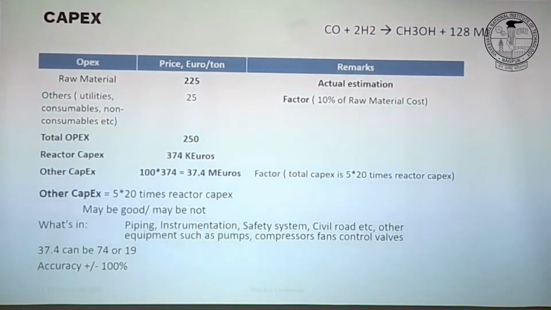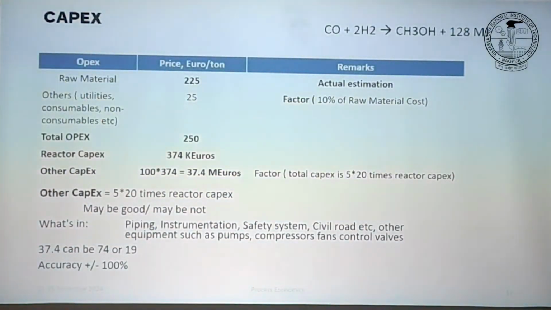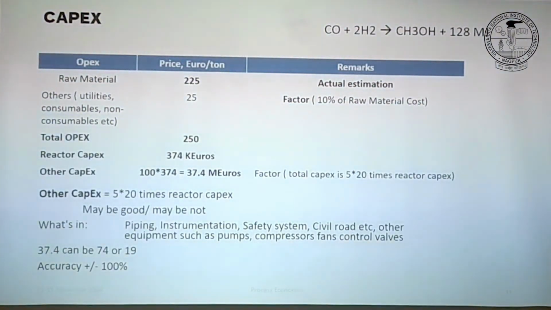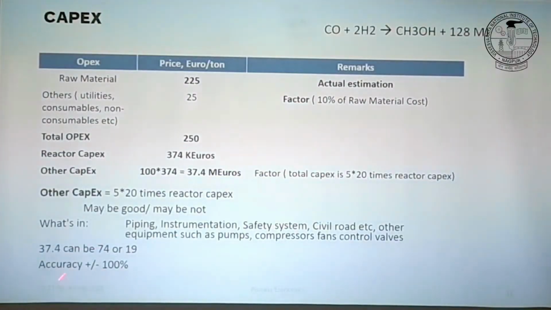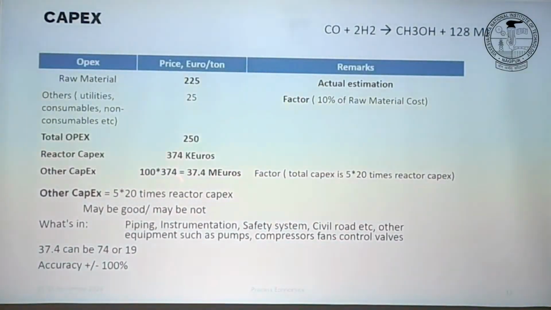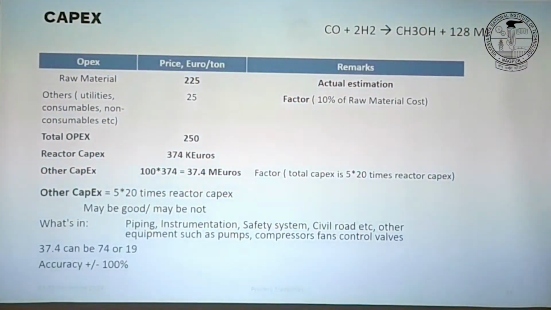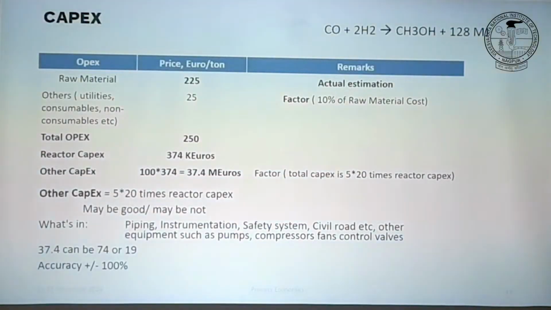Now once again, this is another factor. Whenever you use this factor approach, you are estimating something with some uncertainty. And when you have uncertainties or something based on assumption, you will always have a percentage error. That accuracy is defined by the plus minus value. This is a very crude way of calculating total capex, so your percentage error is very high. Your accuracy is plus minus 100%. So this 37 million euro can be 18 million euro, or it can also be 74 million euro.